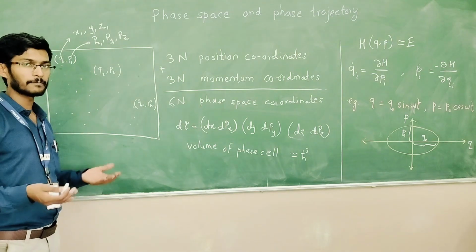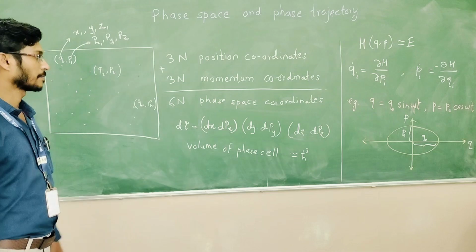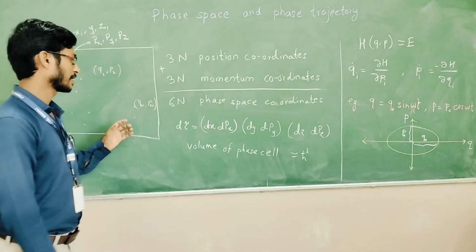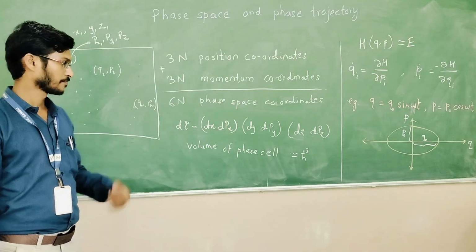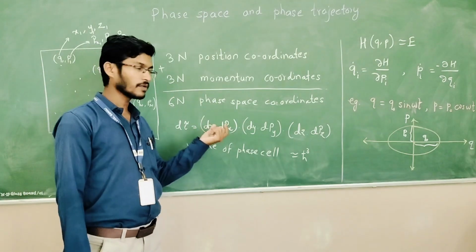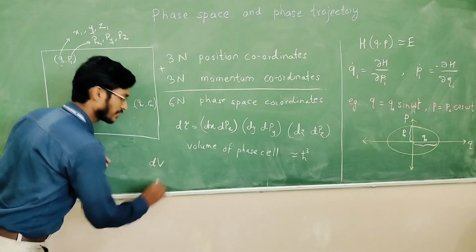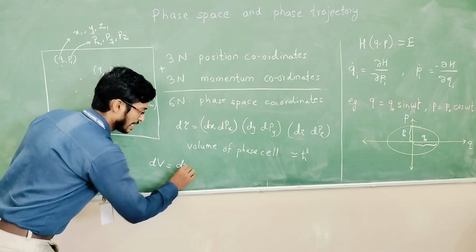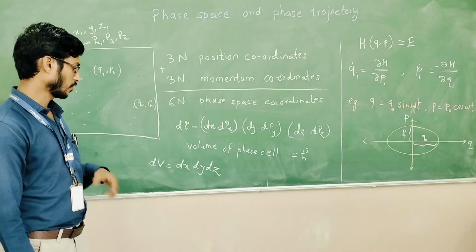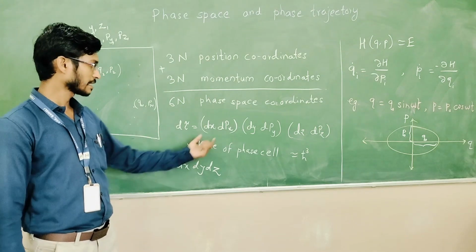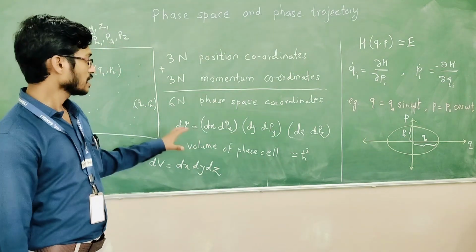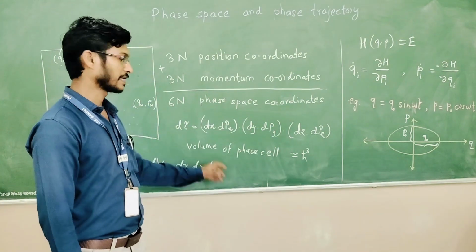This is a classical concept, but we are using it in statistical mechanics. We consider the smallest unit of this phase space, which is called a phase cell. For normal volume, for example in 3-dimensional space, we have dV equal to dx dy dz. Now because we have a 6-dimensional volume, here we have dx, dpx, dy, dpy, dz, dpz. So this is the volume of a phase cell.